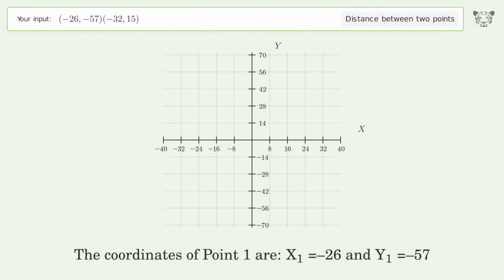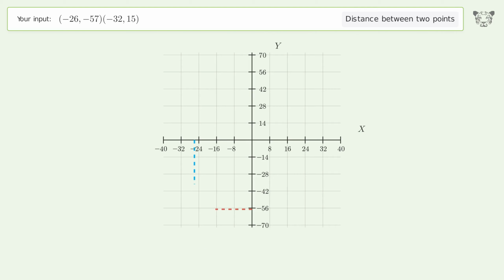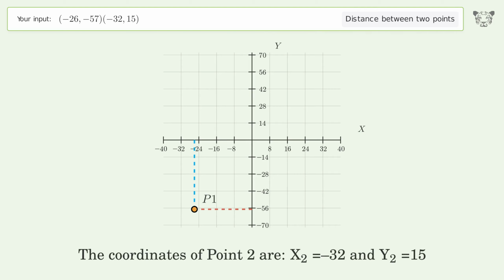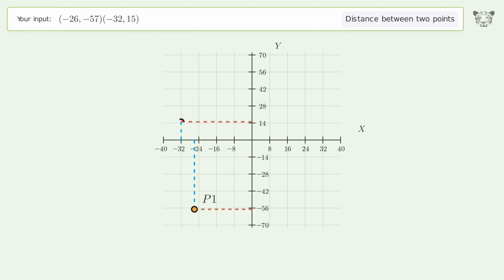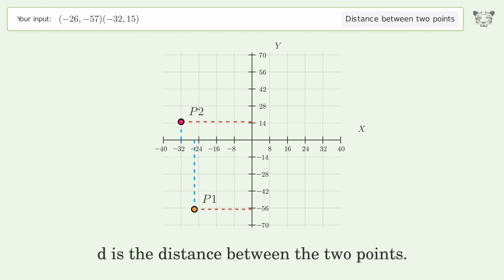The coordinates of point 1 are, x1 equals -26 and y1 equals -57. The coordinates of point 2 are, x2 equals -32 and y2 equals 15. D is the distance between the 2 points.